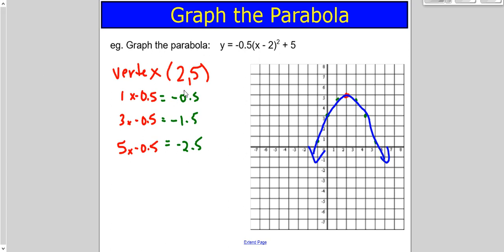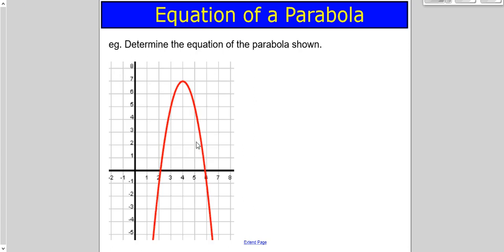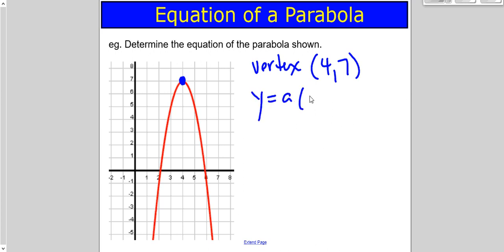Okay, so now what we want to do is, instead of taking the equation and graphing it, can we take a graph and find our equation? So let's say this was our parabola that was given to us. We can see right here is our vertex. So that's where I would start. So my vertex is at 4, 7. Okay, so I know then that it's going to be x minus 4 squared plus 7. I just need to figure out the a value.